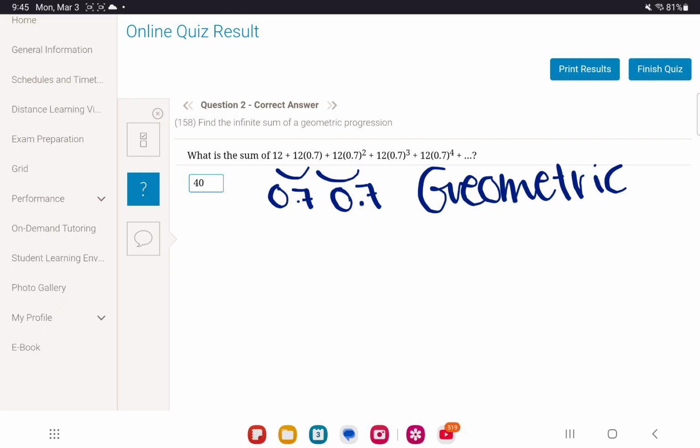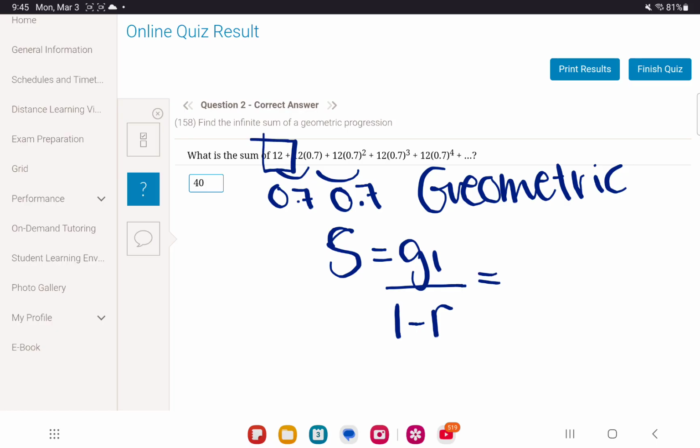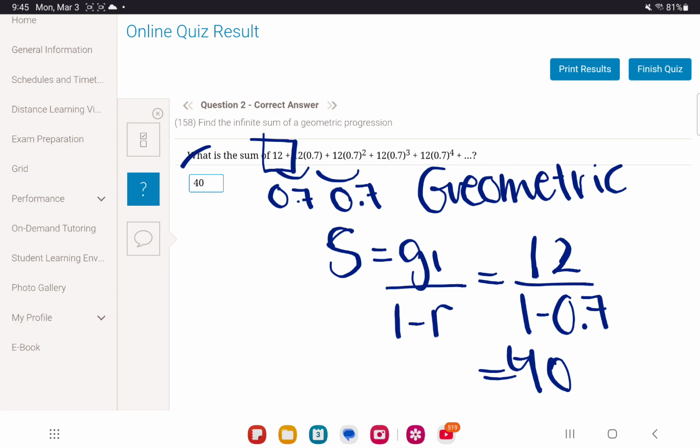That means we use the rule that goes GS equals G1 over 1 minus R. R is our common ratio, which we found is 0.7, okay? G1 is the first term, so here it's 12. So 12 over 1 minus 0.7. Let's do it on our calculator because there's no point in not doing it on your calculator. And you get 40. And that is your answer.